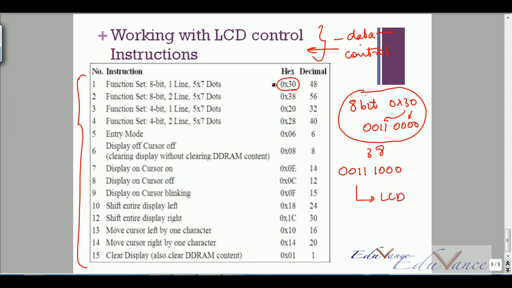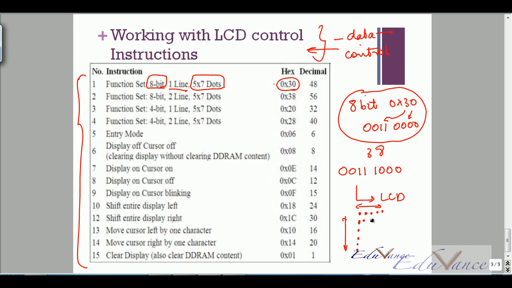So suppose I gave the command, or the 8-bit data, 30 hex. I would be telling my LCD that I would like to set it in 8-bit mode, one line, so I'm just using one line of the LCD, and the font size would be 5x7. If you look at your LCD very carefully, it is built up of a dotted, grainy structure, which is 5 dots this way and 7 dots this way.